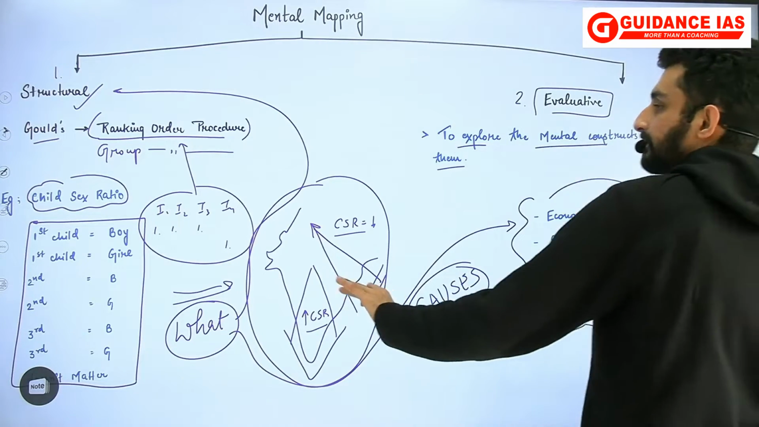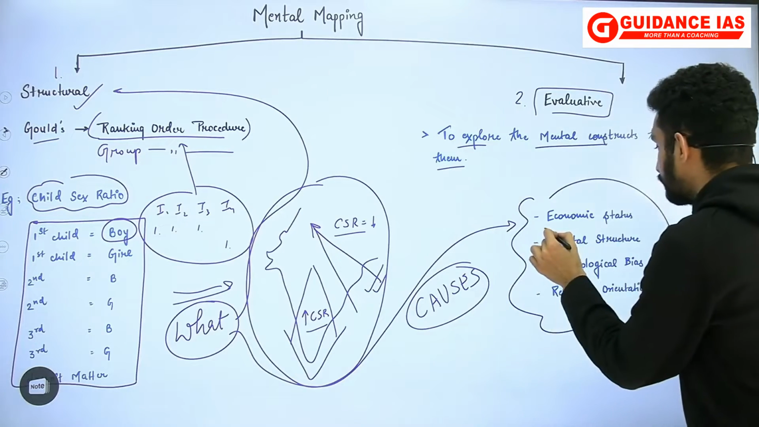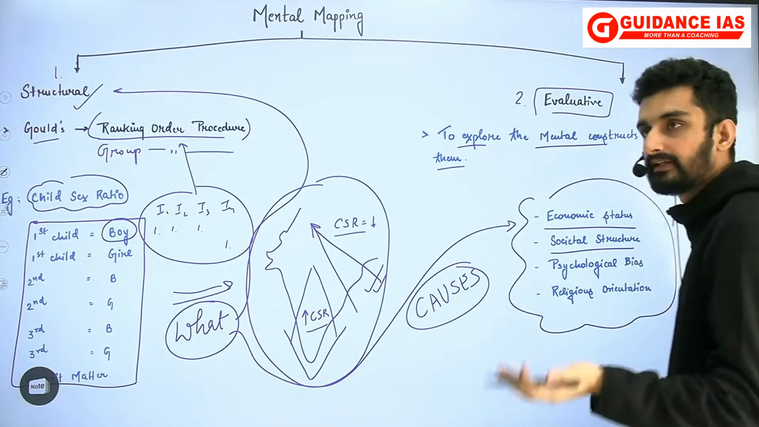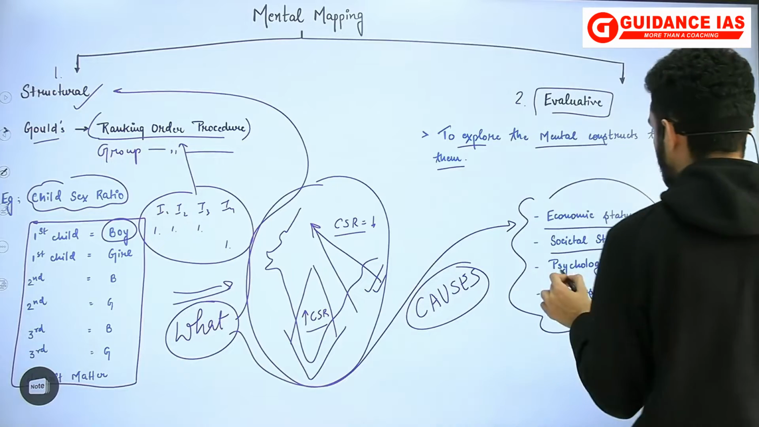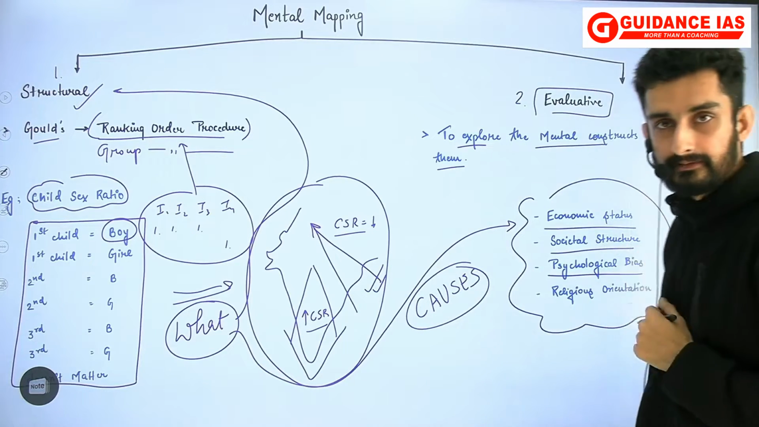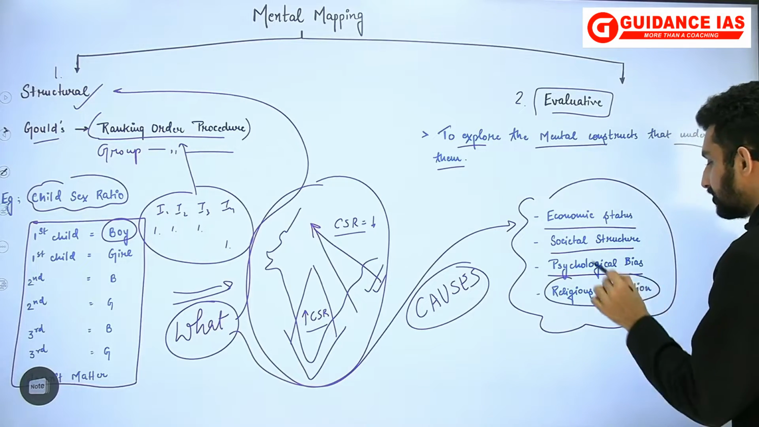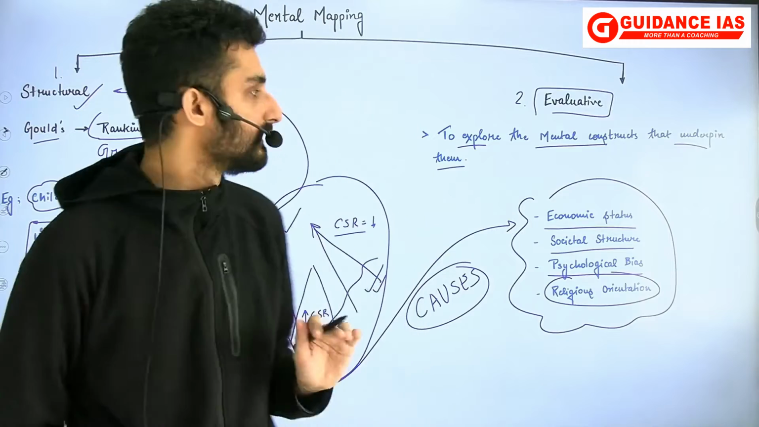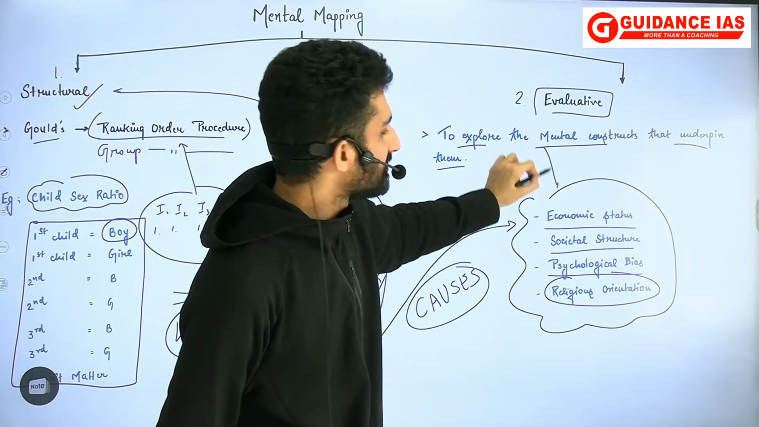So why are people wanting the first child to be a boy? Because they are going by economic status. They might be going by societal structures, patriarchy versus matrilineal structures of societies. They might have a psychological bias towards the male child. They have a psychological or religious orientation in which the preference for a male child is always the topmost priority. I hope it is clear. So these are the mental constructs based on these second aspects.